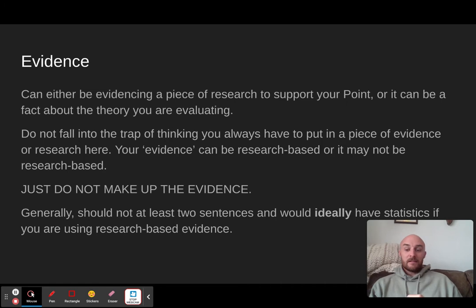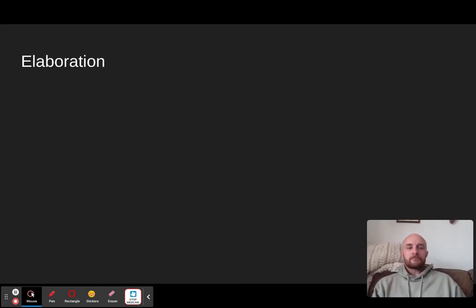Generally speaking, the evidence should be at least 2 sentences, and ideally, if you're using research-based evidence, you want to have statistics in there, right? Statistics are a fantastic way of showing that you're not lying. So, 65% for Milgram, for example, 32% for Asch. All these statistics get bandied around. I would know at least one statistic for quantitative data.